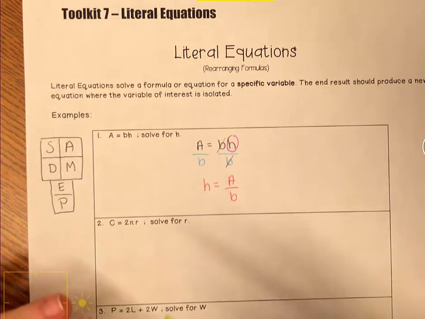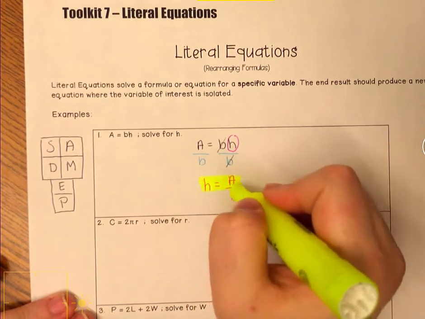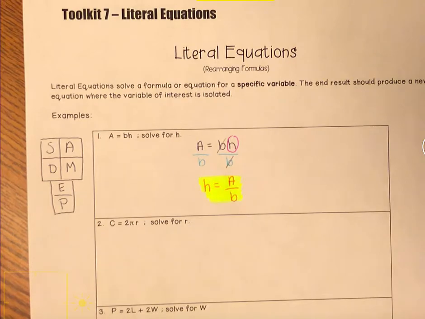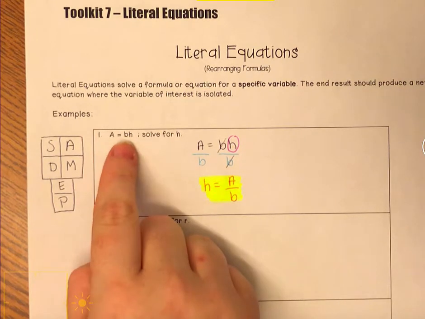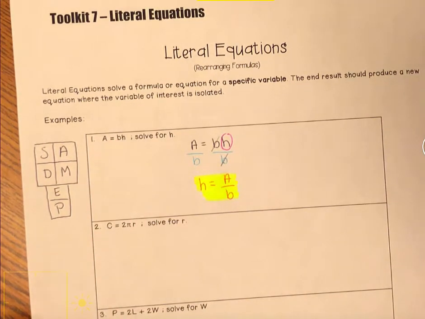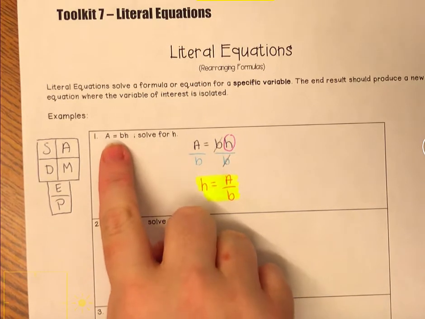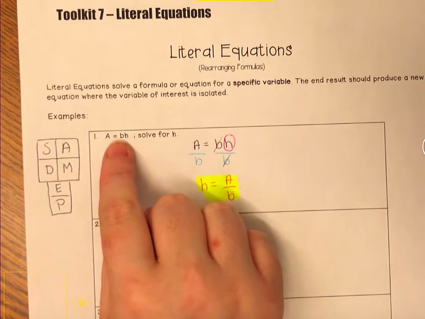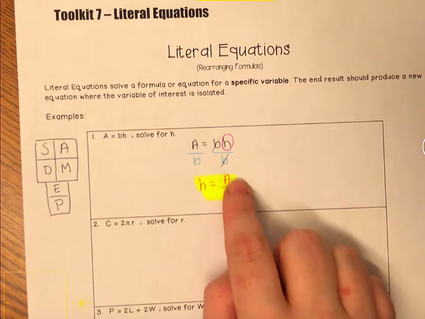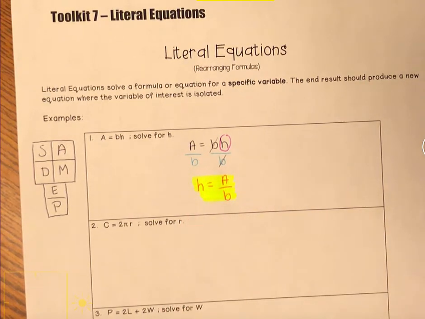There are no numbers in here, but now if I want to find the height, so area is equal to base times height, that's the area of a rectangle. If I know the area of the rectangle and the base of the rectangle, I can plug those in right away and know what my height is.